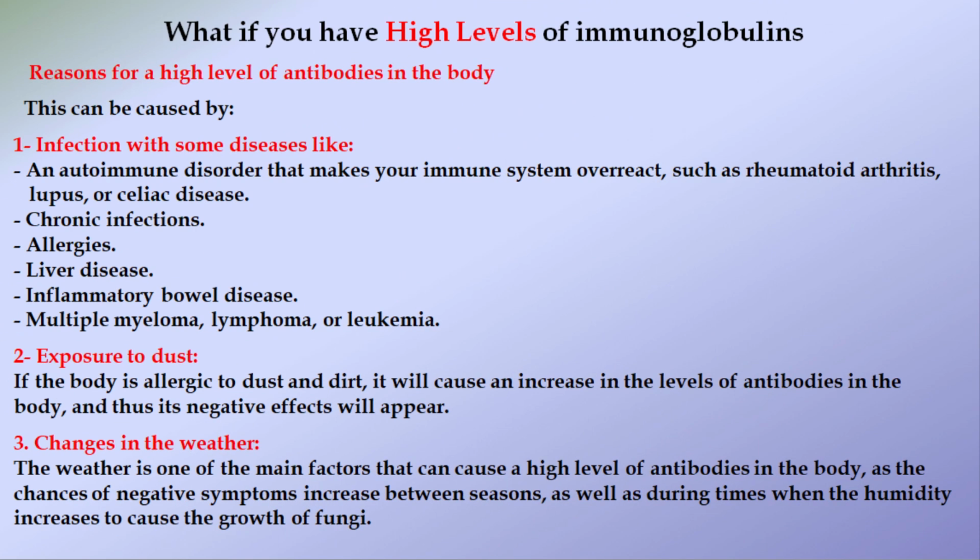What if you have high levels of immunoglobulins? Reasons for a high level of antibodies in the body. This can be caused by 1. Infection with some diseases like an autoimmune disorder that makes your immune system overreact, such as rheumatoid arthritis, lupus, or celiac disease. Chronic infections, allergies, liver disease, inflammatory bowel disease, multiple myeloma, lymphoma, or leukemia.